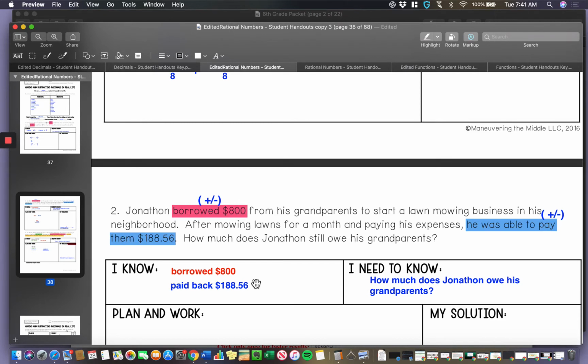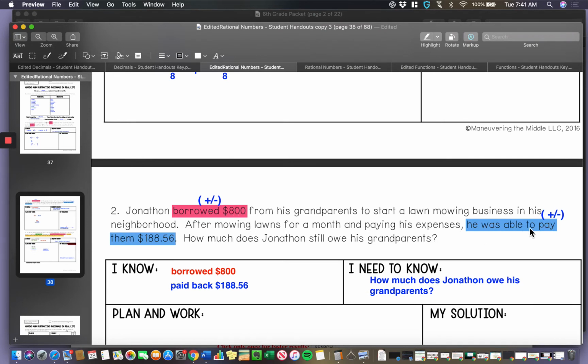So this one was a little bit interesting to me because if you borrowed $800, technically that's a negative number because you borrowed it, so you really owe that money. However, it was a little bit confusing to me because if I did borrow money, I would be getting it in my pocket, so I would be receiving it, so it could be a positive 800 or a negative 800.